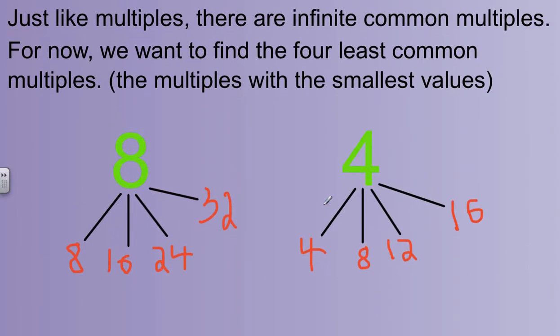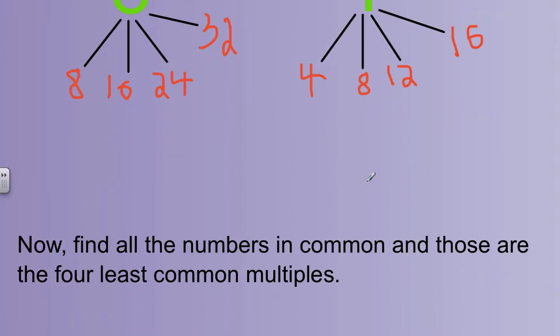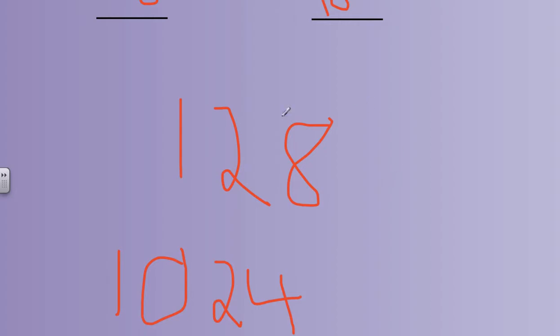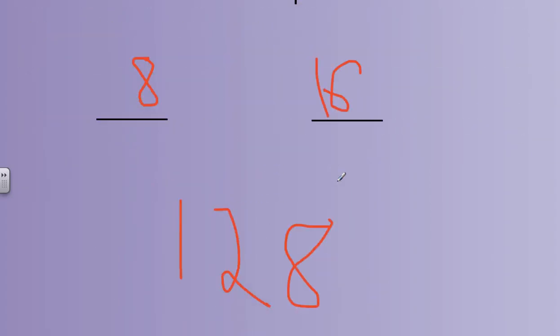However, since 4 goes into 8 evenly, any multiple of 8 is a multiple of 4. So before, we had the number 128. Well, we know that's a multiple of 8, so that must be a multiple of 4. And then we also had the number 1024. And since that's a multiple of 8, that must be a multiple of 4.